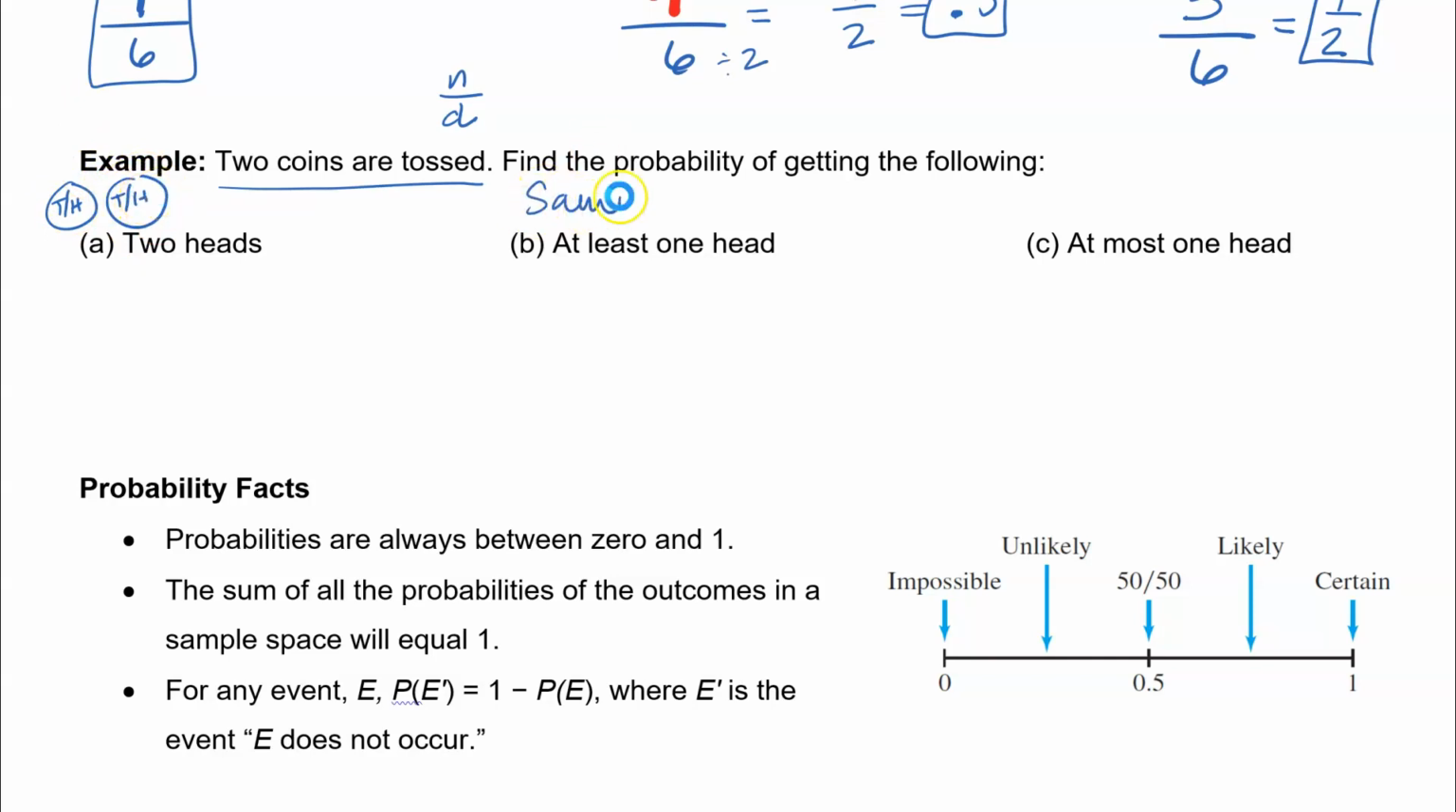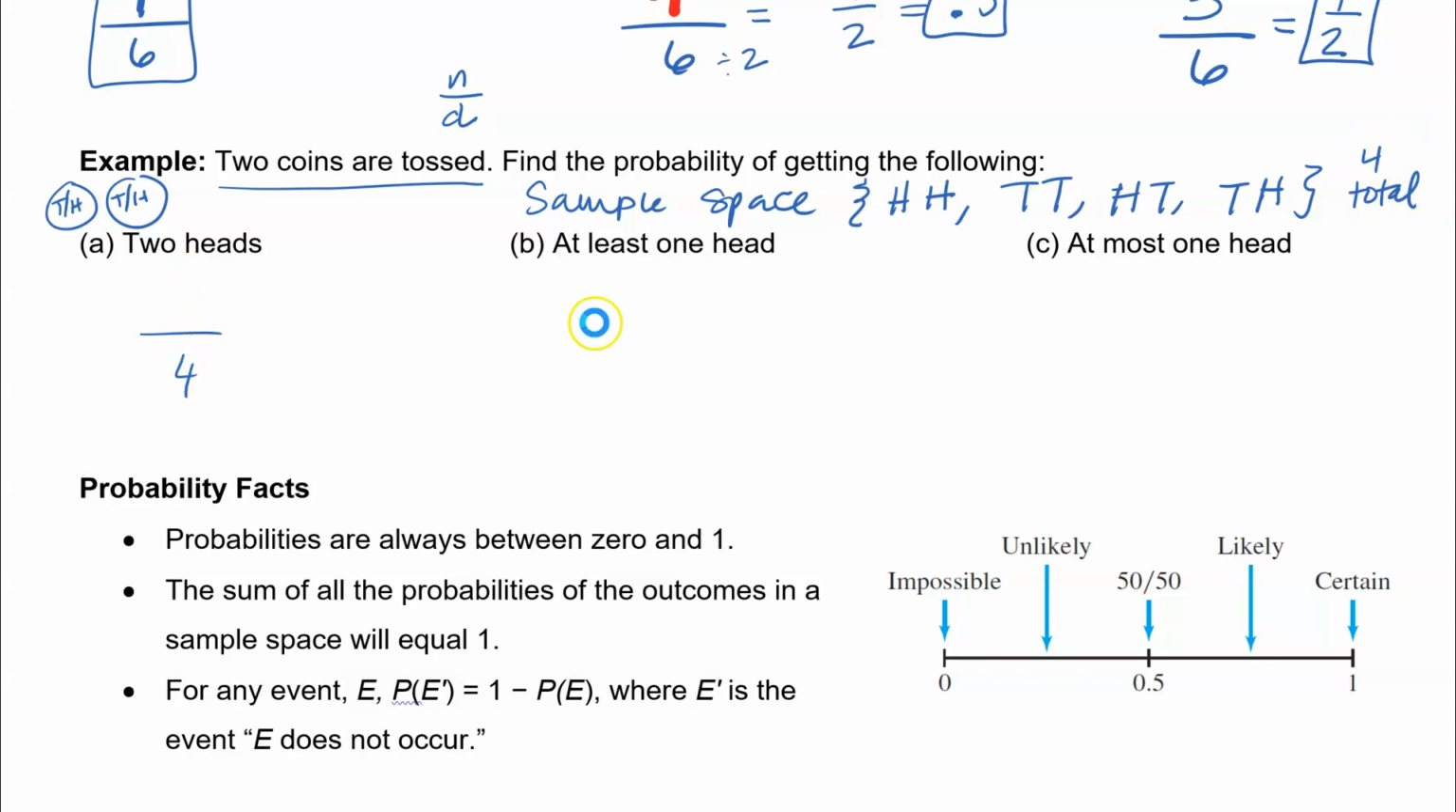So I'm just going to write out the sample space. The sample space for flipping two coins, we could get a head and a head. We could get a tail and a tail. We could get a head and a tail, or a tail and a head. Those are all the ways to combine those two different options for the coins. So there are 4 total options. So all of these fractions are going to be over 4.